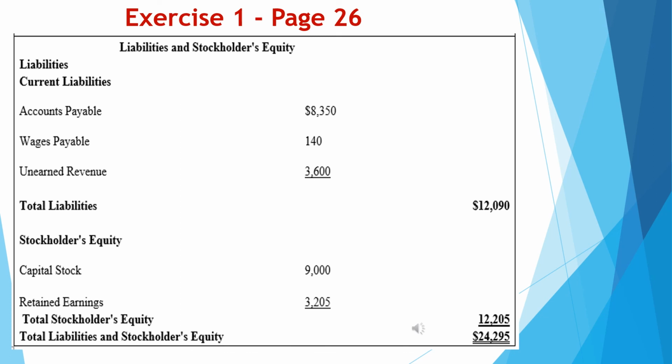To find the total of liabilities and stockholders' equity, we have to find the sum of total liabilities plus the total stockholders' equity, so 12,090 plus 12,205, and the total liabilities and stockholders' equity is 24,295. We realize that the total liabilities and stockholders' equity is equal to the total assets.